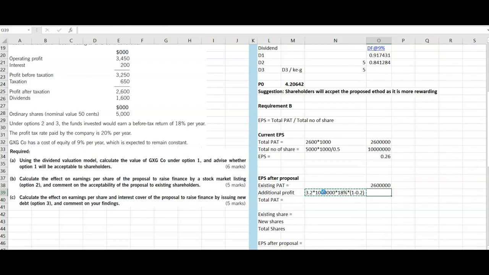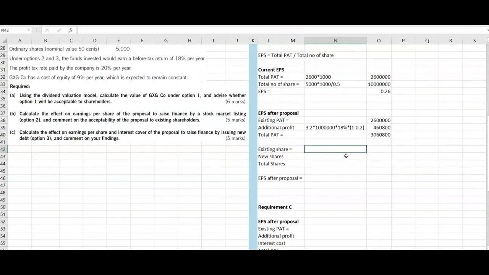So we'll take this, we'll put it here. We put an equal. We got the number. So both these numbers, this as well as this, will give us our total profit after tax. Existing shares we know. So this is the total number of shares which is existing. We'll take that. And new shares in issue that we have to find. So the company is raising this much of money.